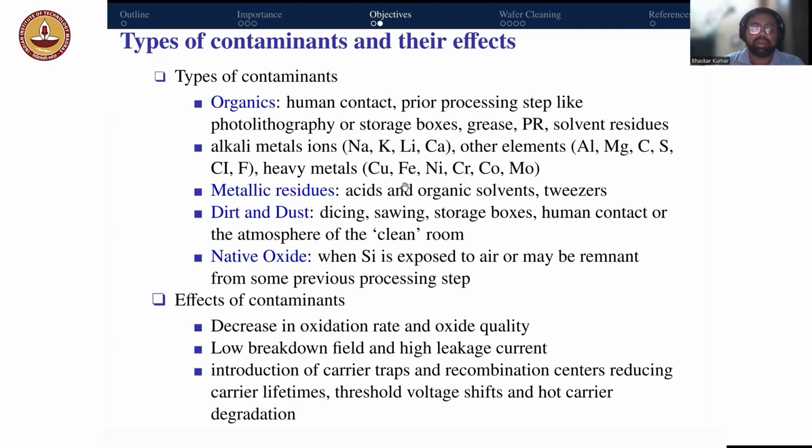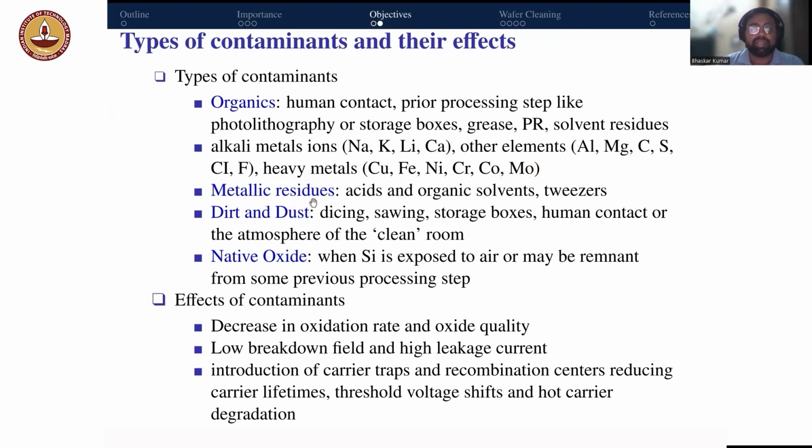The other is the ionic materials, that is the ionic species, the cations and the anions, which are mostly from inorganic compounds that may be physically adsorbed or chemically bonded, such as the sodium or the fluorine ions or the potassium ions. And the other group of contaminants are the heavy metals, such as copper, nickel, or cobalt, which are particularly detrimental for device performance.